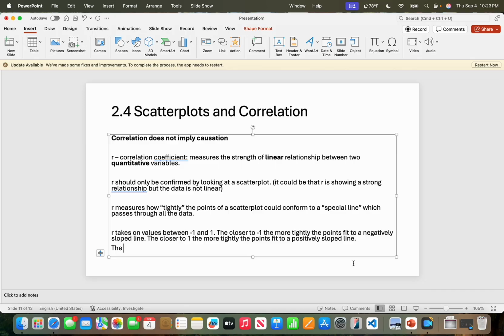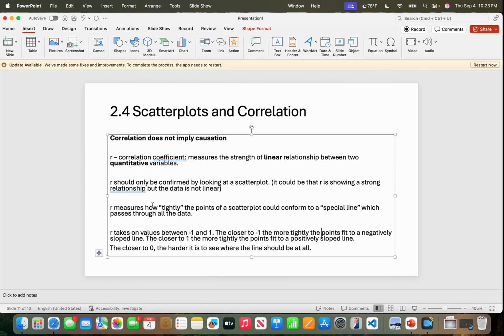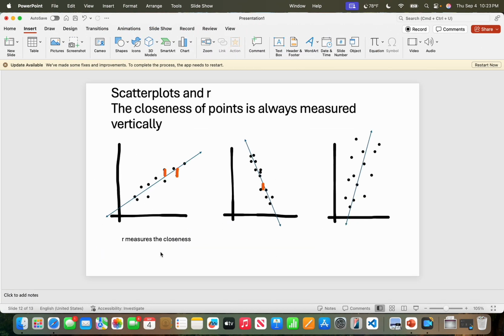And we'll say the closer to 0, the harder it is to see where the line should be at all, right? So if you're close to 0, then maybe there isn't a linear relationship at all, or you shouldn't be trying to fit a line through your data. I know that's a lot there and a lot of writing, but let's look at these examples.